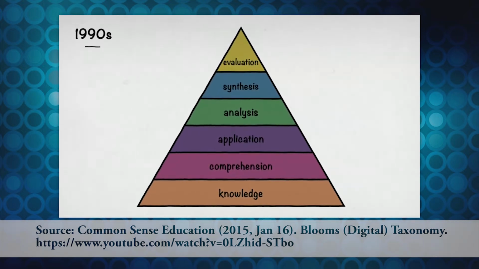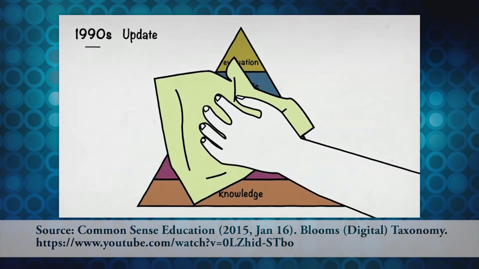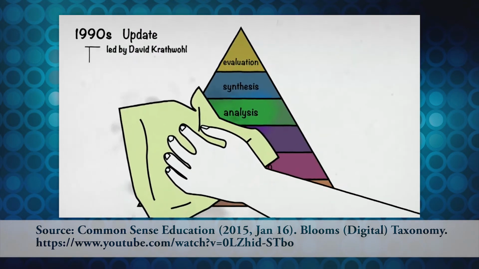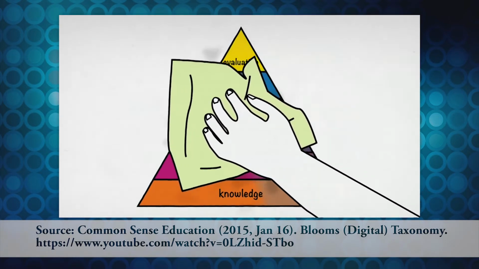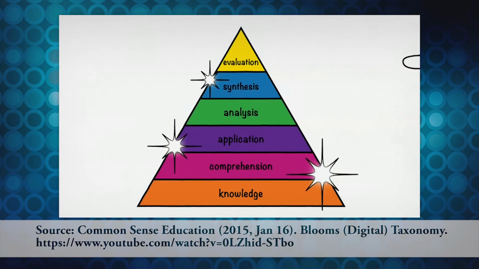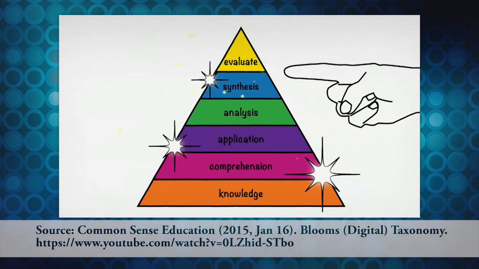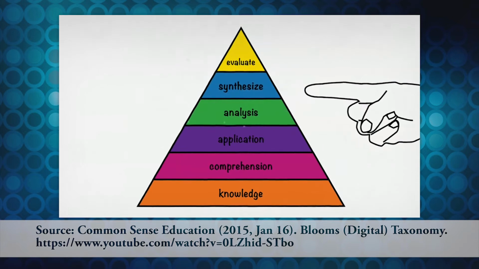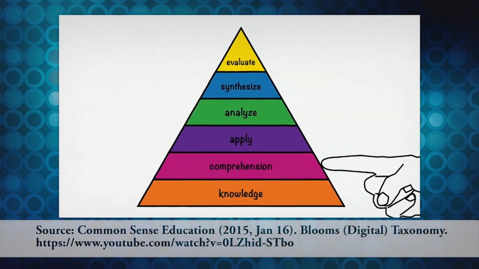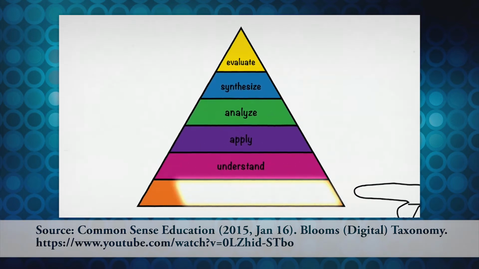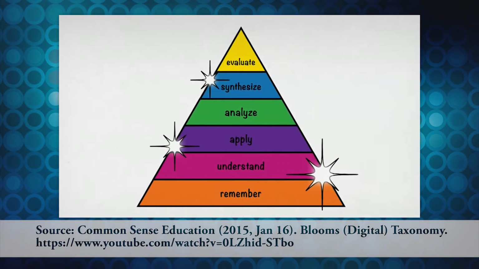In the 1990s, Bloom's taxonomy was updated by a group led by David Krathwohl, one of the original authors, and Lauren Anderson, a former student of Bloom's. To make the model relevant to 21st century learning, one of their main changes was updating the nouns associated with each level to action-oriented verbs. This differentiation positions thinking as an action-based process rather than one of passive acquisition. For example, knowledge was replaced with remember, analysis was changed to analyze, and so on.